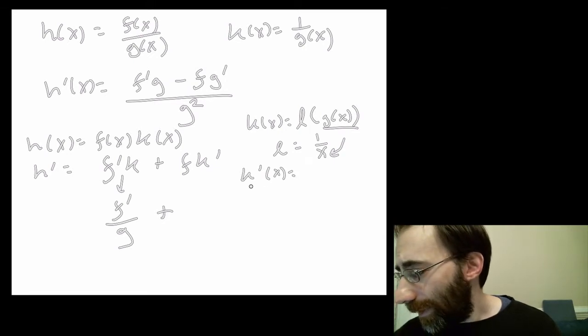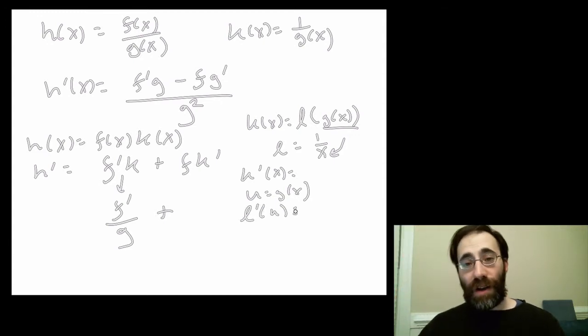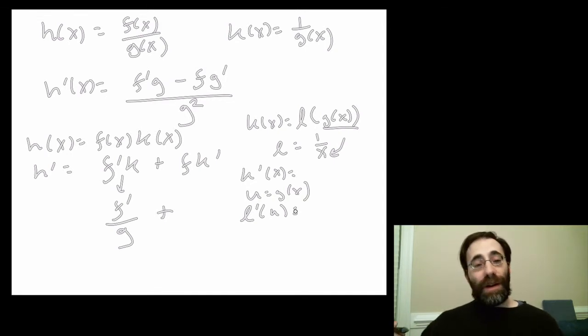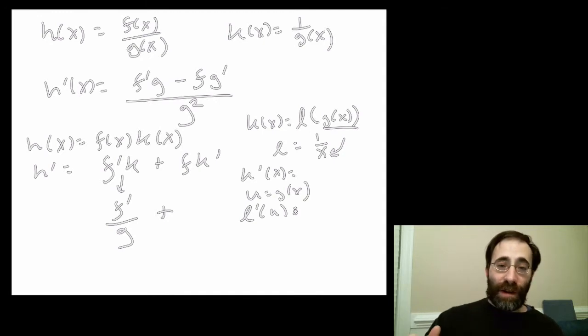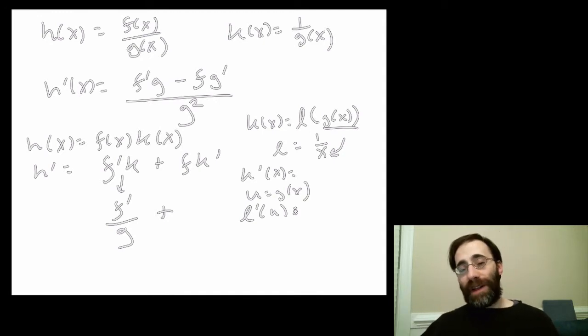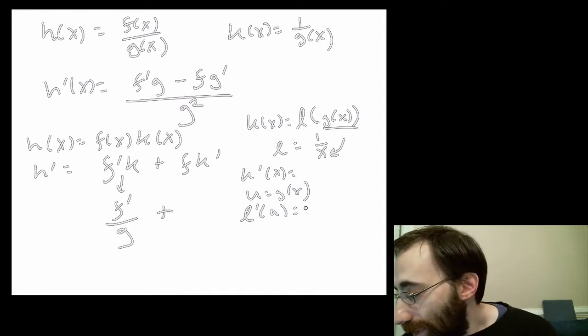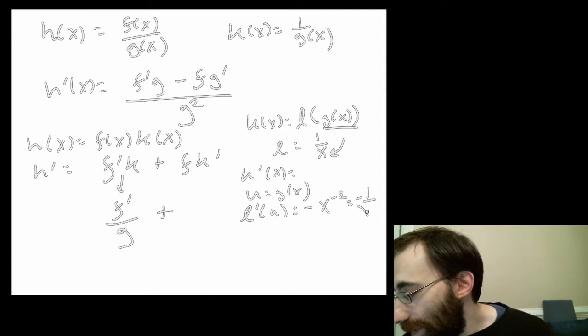So to get that, in a number of different steps, we make u equal to g of x. We need the derivative of L at u. If you recall the derivative from the power rule, x to the negative 1 equals 1 over x. So you pull down negative 1, subtract 1 from the power to get negative 2. This thing equals negative x to the negative 2, or negative 1 over x squared.